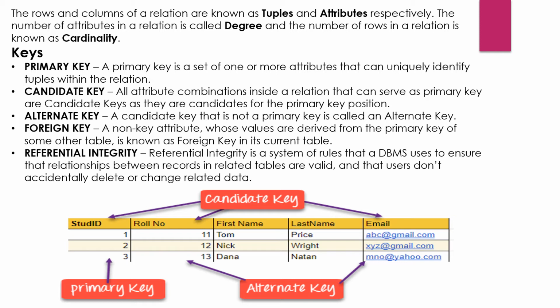Keys. Primary key. A primary key is a set of one or more attributes that can uniquely identify tuples within the relation. Taking one example, you can easily understand what is meant by primary key, candidate key and alternate key. The primary key uniquely identifies the record, that means it does not accept any duplicate value. Here 1, 2, 3 are the different values. And what is the candidate key? A candidate key is a potential primary key, that means it can serve as a primary key.